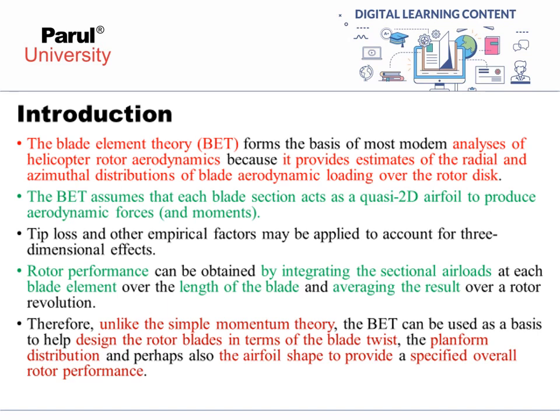Rotor performance can be obtained by integrating the sectional air loads at each blade element over the length of the blade and averaging the result over a rotor revolution. Now, therefore, unlike the simple momentum theory, the BET can be used as a basis to help design the rotor blades in terms of blade twist, the planform distribution, and also the airfoil shape to provide a specified overall rotor performance. Right?